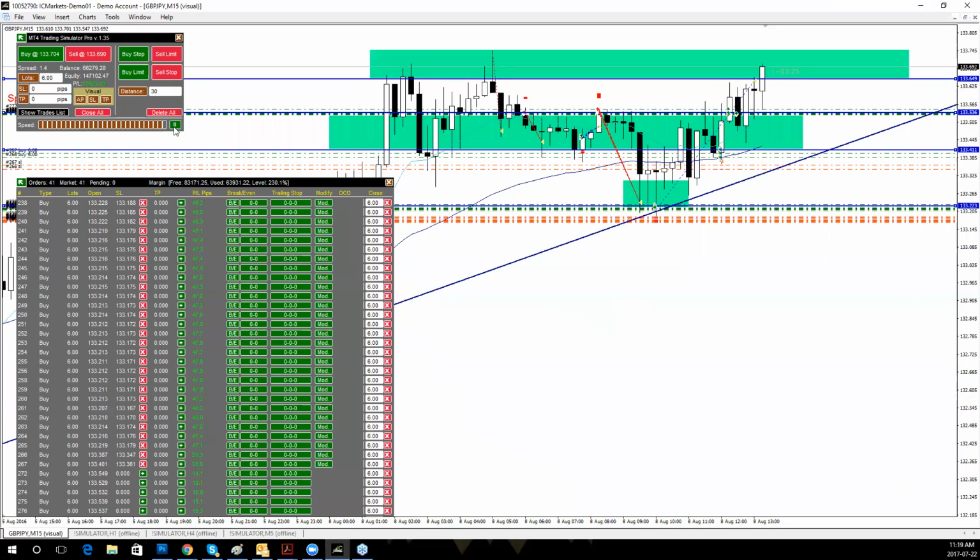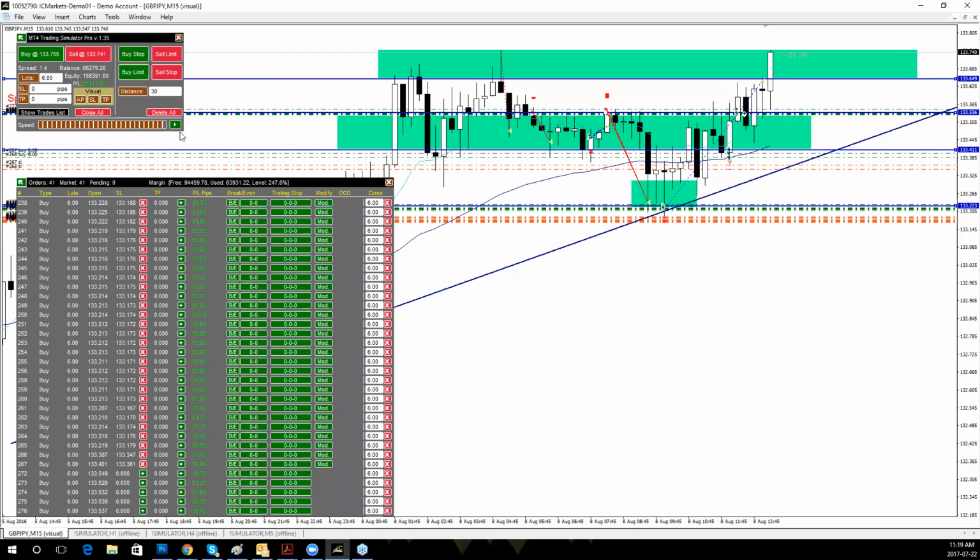You can take the top ones out and leave the bottom ones to run. Put them at break even or something. Take the top ones out and move the stop losses of the bottom ones up to where the top ones are. Right there. Yeah, you can close all that.